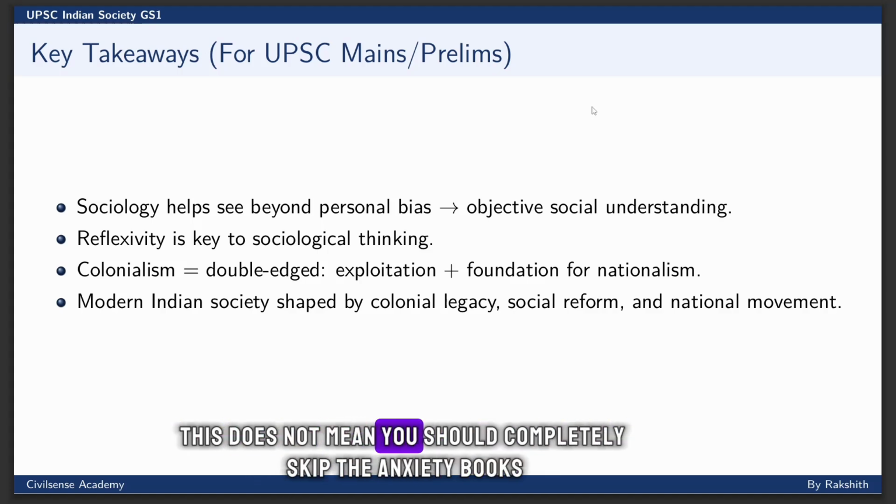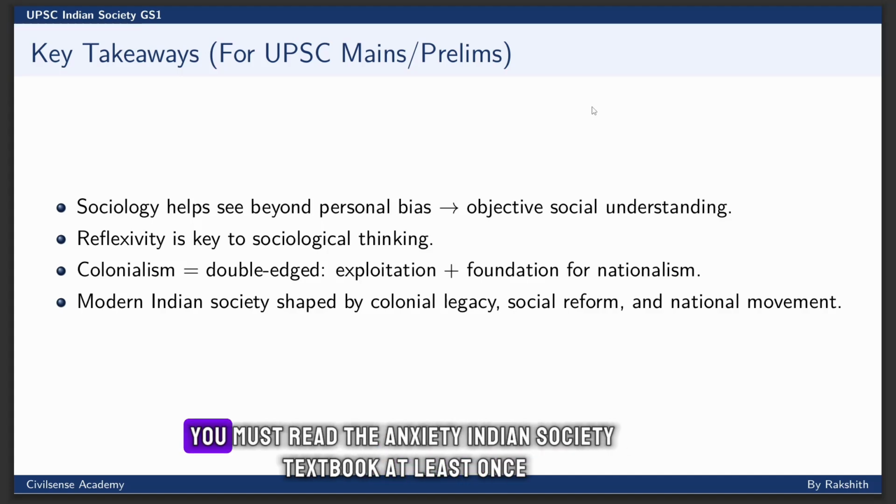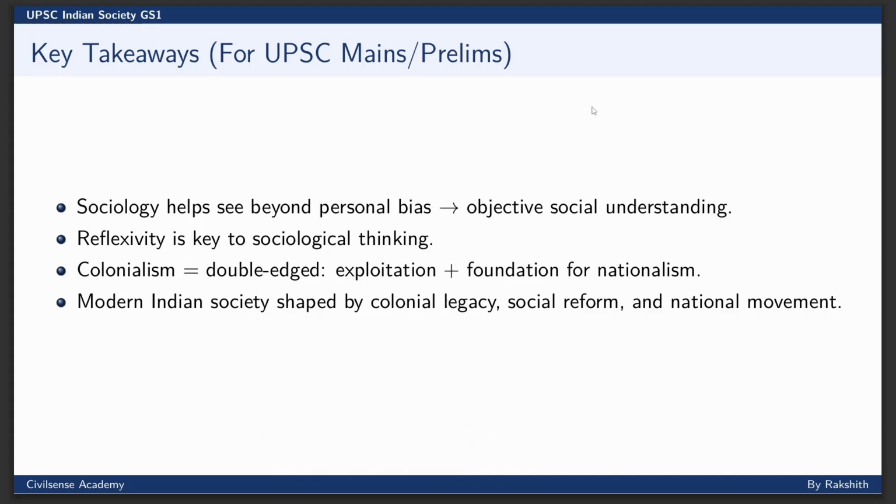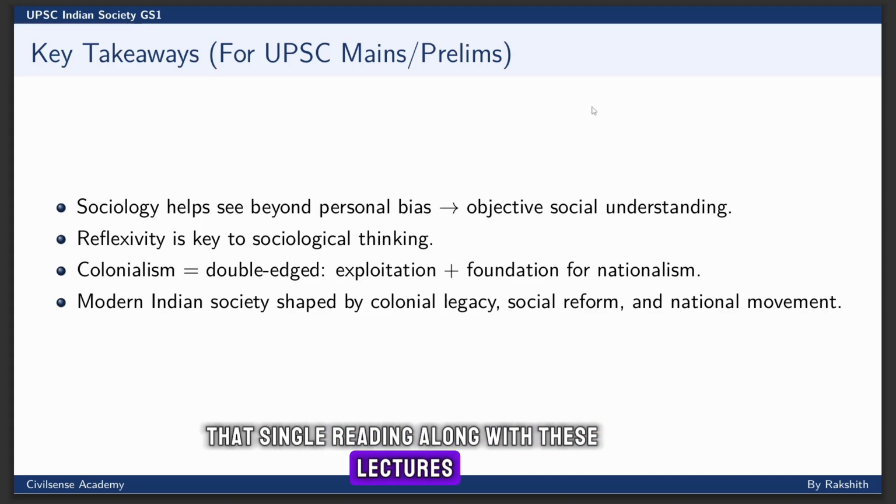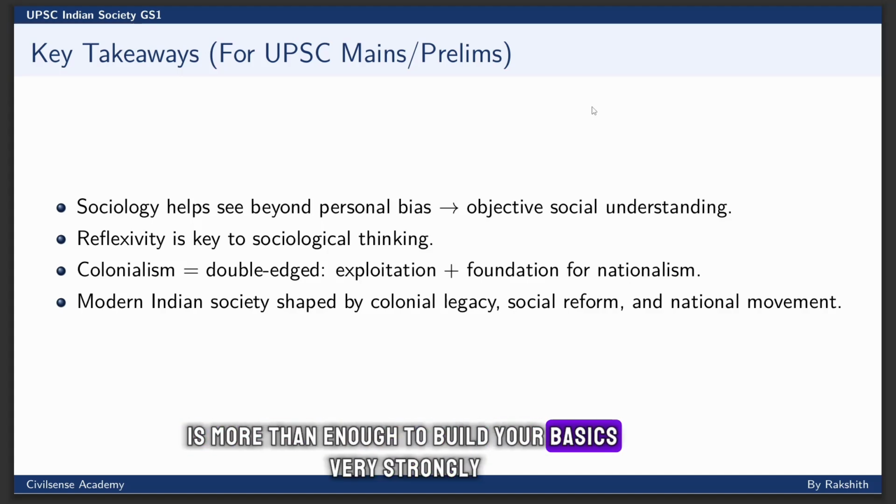This does not mean you should completely skip the NCERT books. You must read the NCERT Indian Society textbook at least once from beginning to end. That single reading along with these lectures is more than enough to build your basics very strongly.